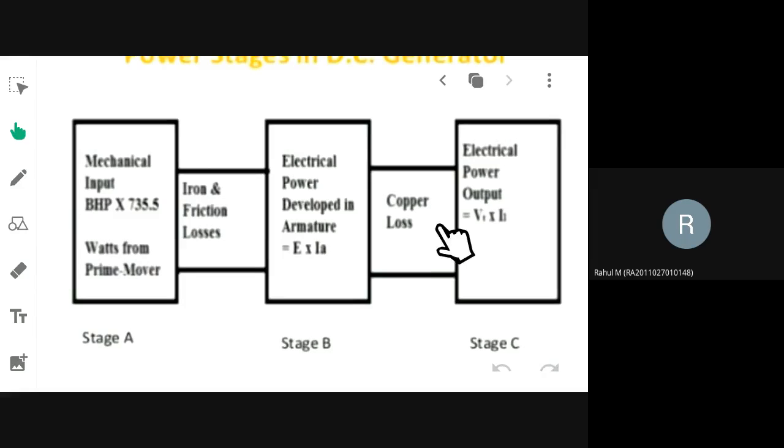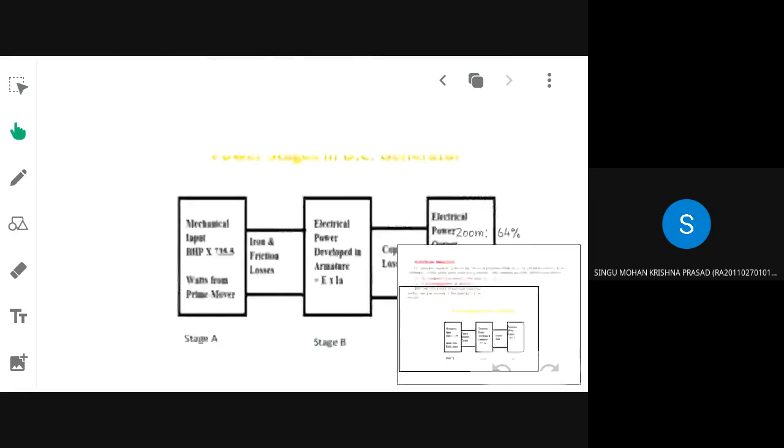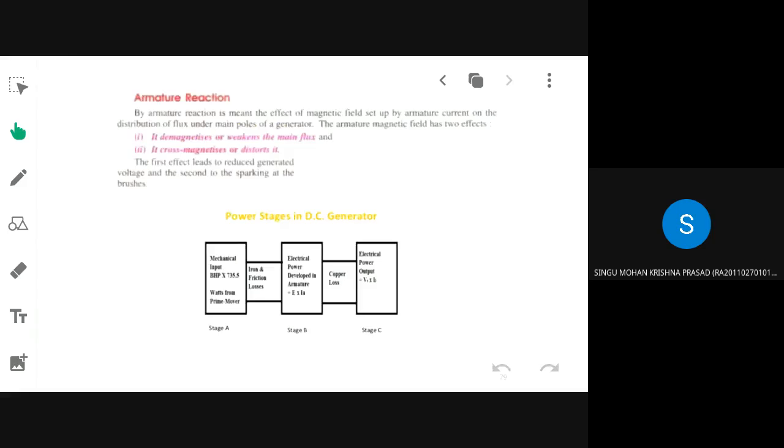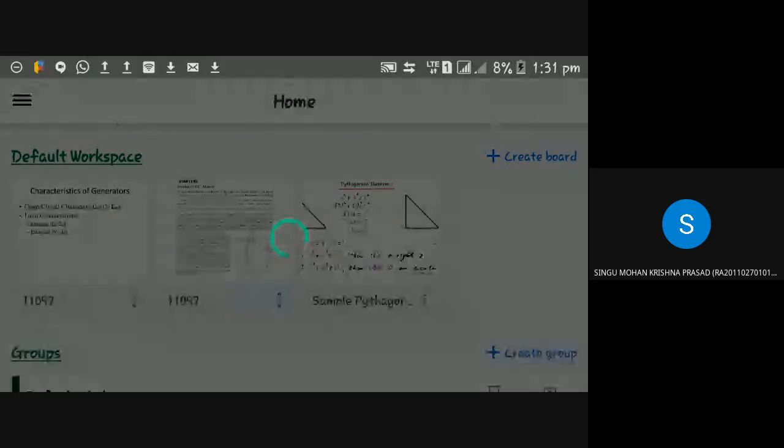After which another set of losses will happen because of the armature winding and the field winding. What is the name of the loss? Copper loss. And if you subtract that copper loss from E into IA, you will finally get the electrical power output, that is given by the formula V into I. So this is the power stages for a generator, how the energy conversion happens for a generator. Alright. Next, we will move on to the purpose of a starter and the different types of starter for the DC machine.